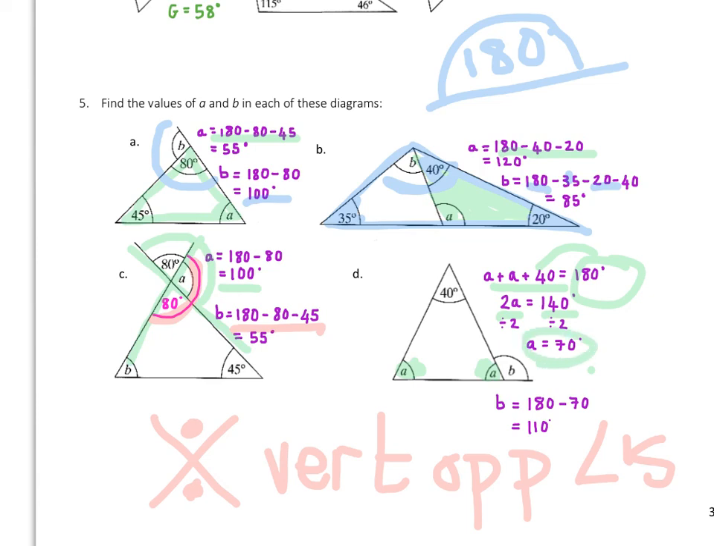Over here we have again our angles on a straight line. So we can say A, which is 70, plus B equals 180. So B is 180 minus 70, and that gives us 110.